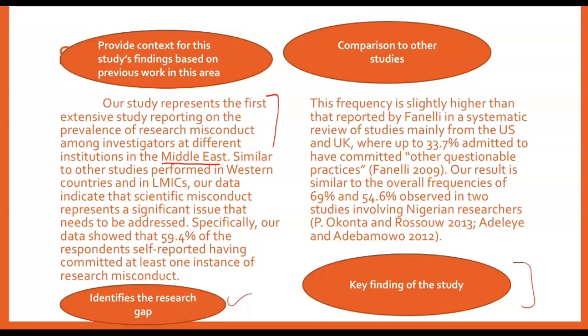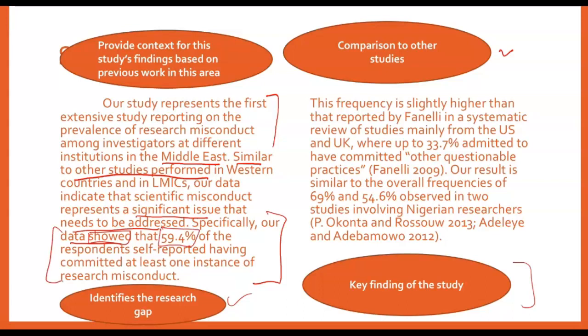The rest of this paragraph has two different things, and they go hand in hand. It provides a context for the study's findings, especially this main finding. This is the main finding right here, and I'll talk about this in a second. But it contextualizes already in that first paragraph with other studies and compares it as well. So the second sentence continues: "Similar to other studies performed in Western countries and in LMICs, our data indicate that scientific misconduct represents a significant issue that needs to be addressed." Specifically, our data showed, and again, the language here is "we found," "our data showed," very clear, that 59.4% of the respondents self-reported having committed at least one instance of research misconduct. And just for general edification, it's a pretty large number.